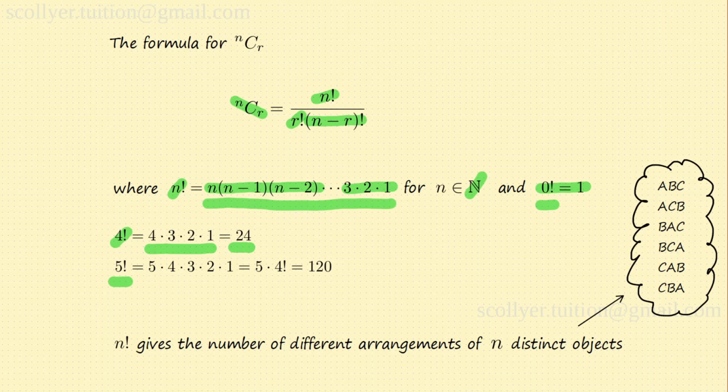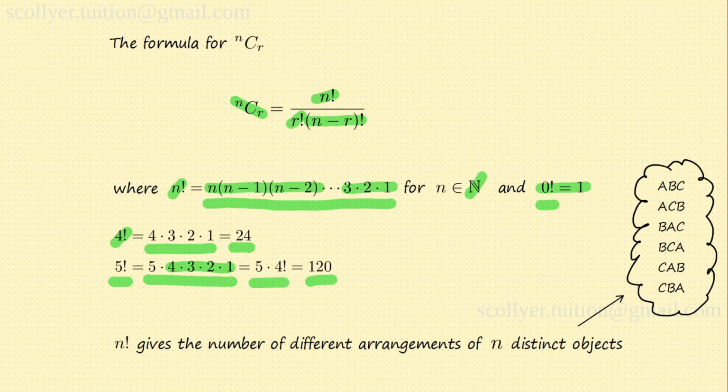5 factorial is 5 times 4 times 3 times 2 times 1. And note that 4 times 3 times 2 times 1 is 4 factorial. So 5 factorial is in fact 5 times 4 factorial, which is 120.